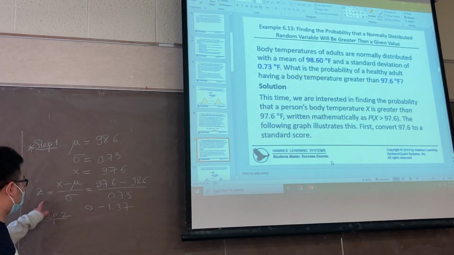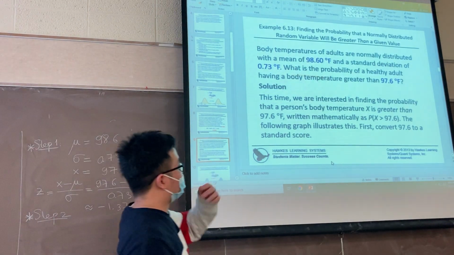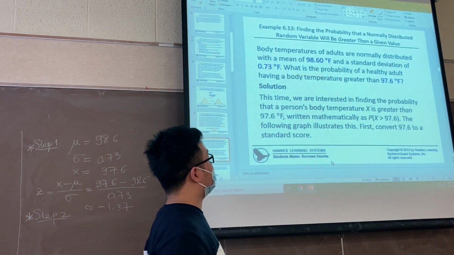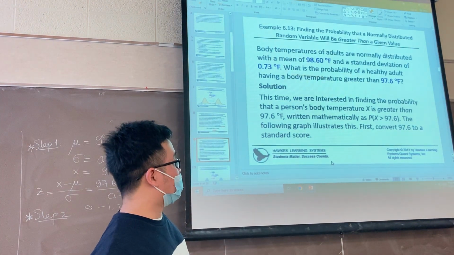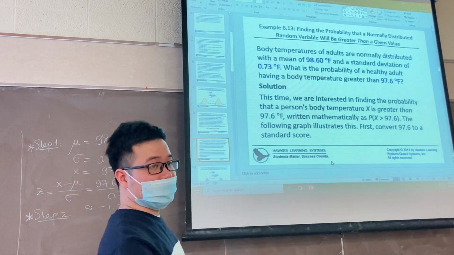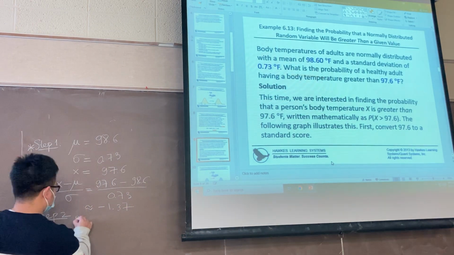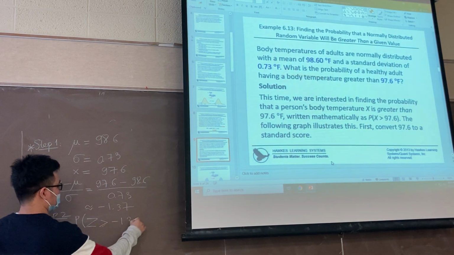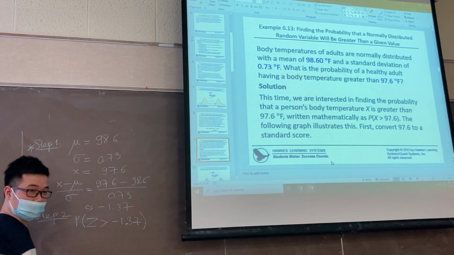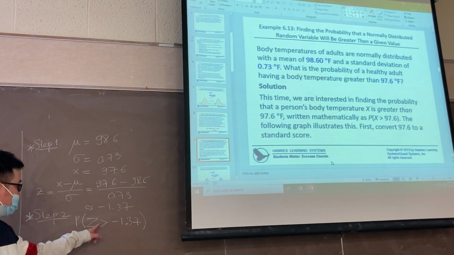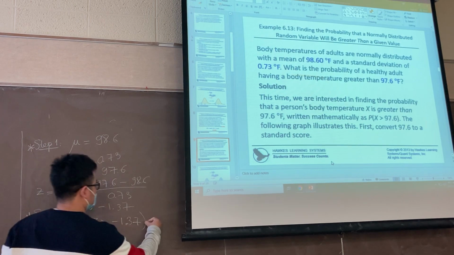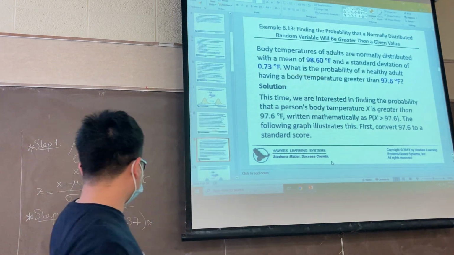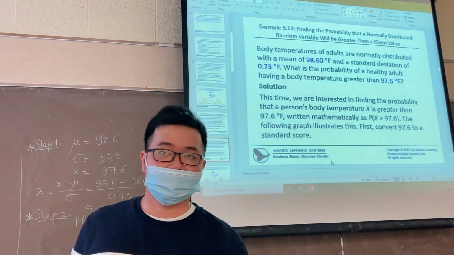Step 2, look at the question. The question asks you to find the probability of a healthy adult having a body temperature greater than this number, right? So you need to find the probability of z greater than this number. To find this, look at the table. Could you tell me what is the probability of this number?